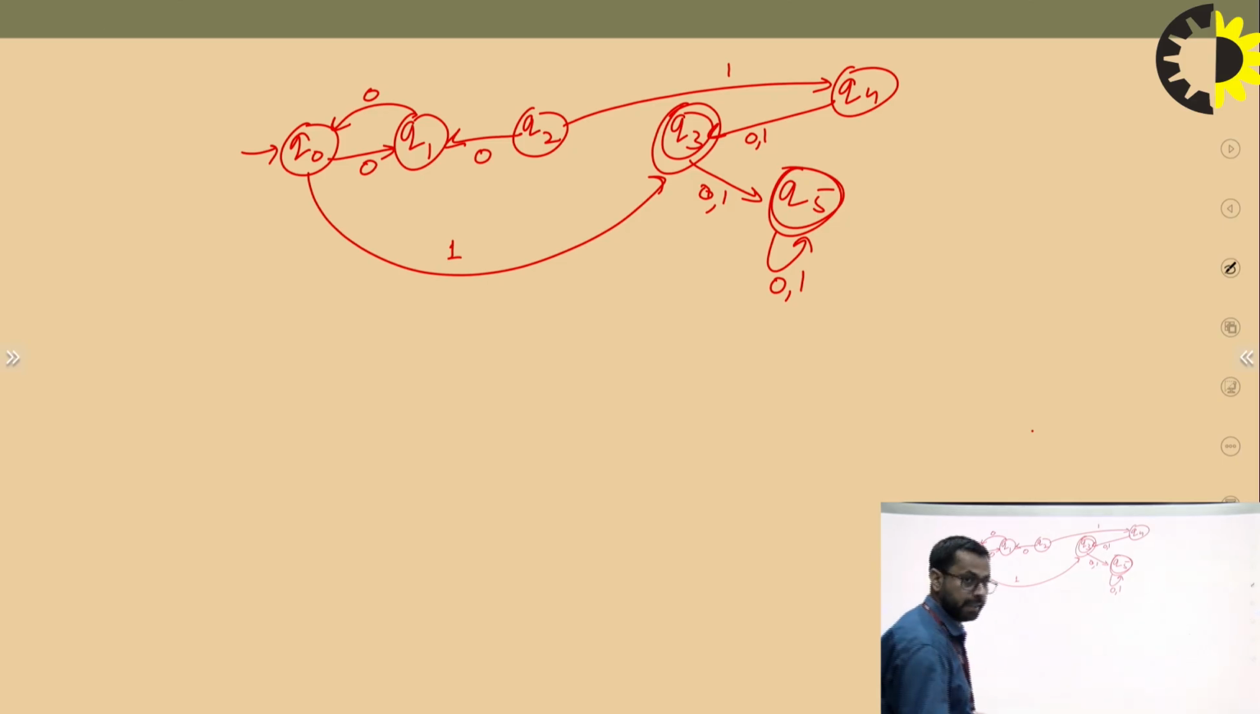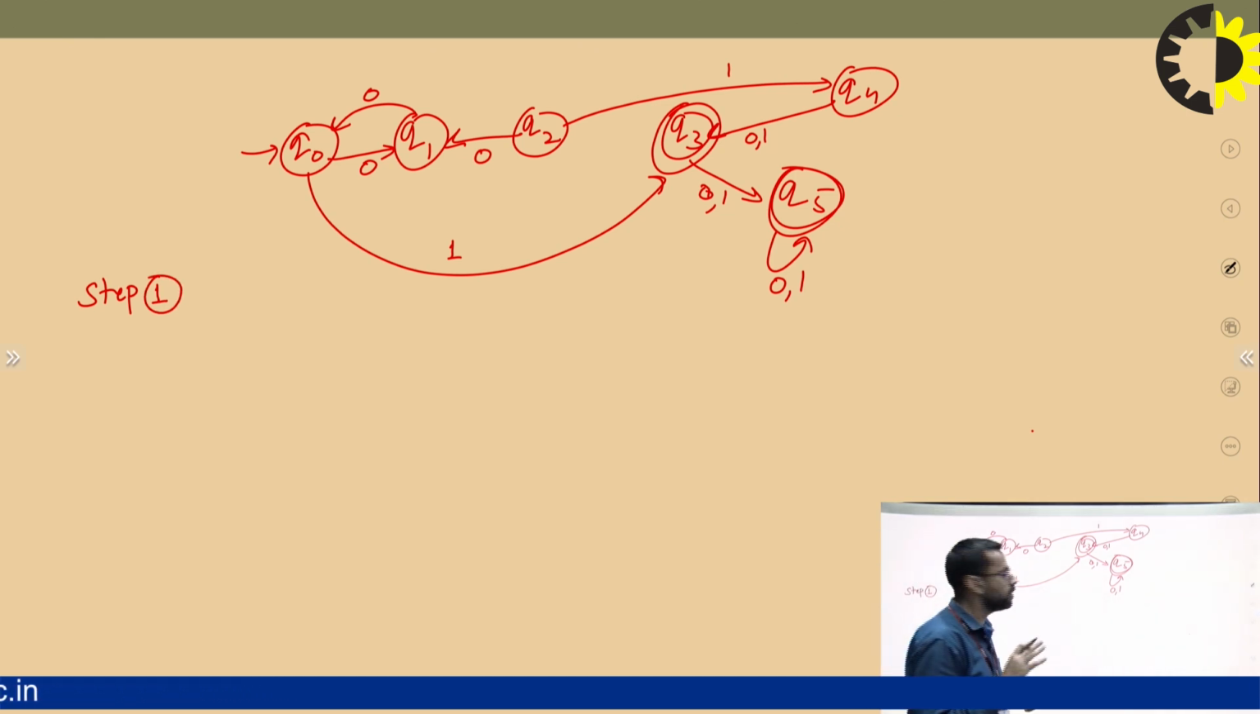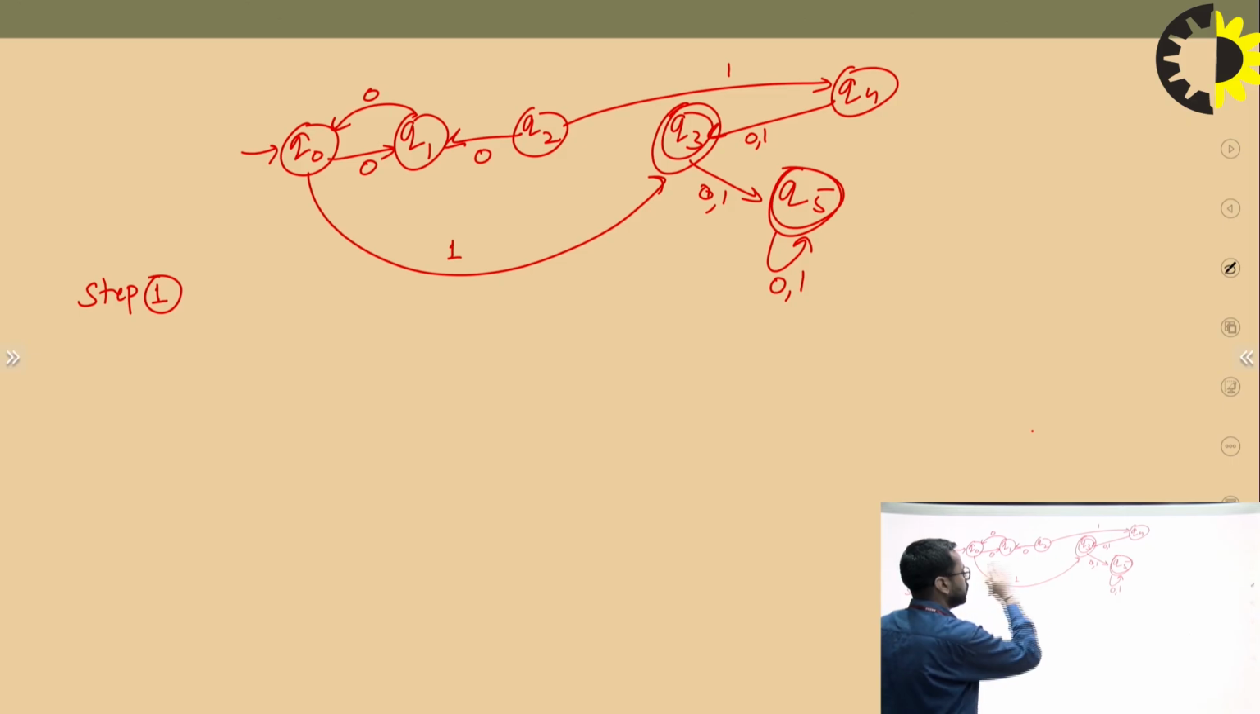So basically this is the question, and we will apply all the process. What we will do is first generate the transition table. For step 1, we eliminate any inaccessible state that exists. So we will check whether all the states are accessible or inaccessible.